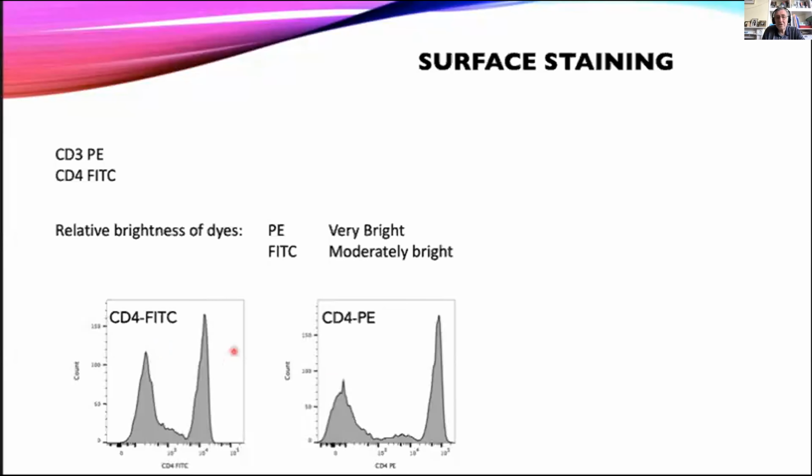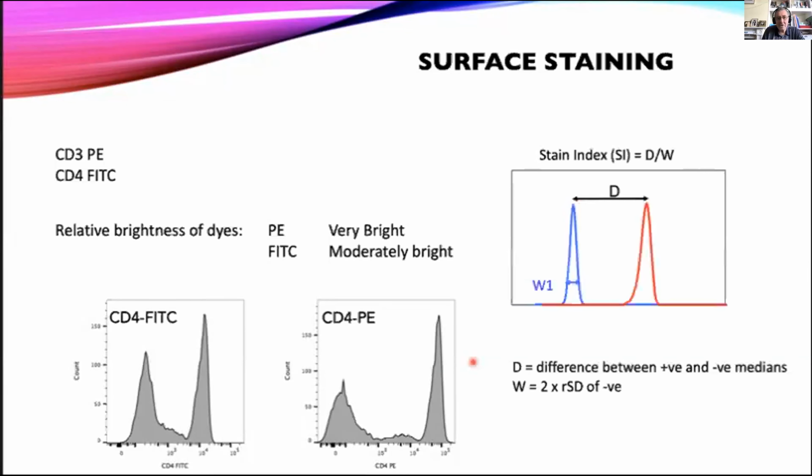So this tells us that PE is a brighter dye than FITC. And we can derive a number that shows us that, this thing called the stain index. We won't necessarily go into it, but it looks at the difference between the middle of the positive and the negative peaks. But because different fluorochromes emit light in different areas of the electromagnetic spectrum, we also look at the spread of the negative population here. But anyway, we end up with a number. The bigger the number, the relatively brighter the dye.